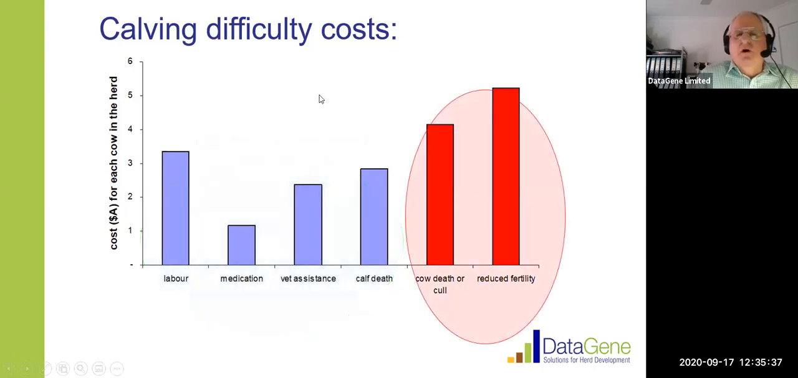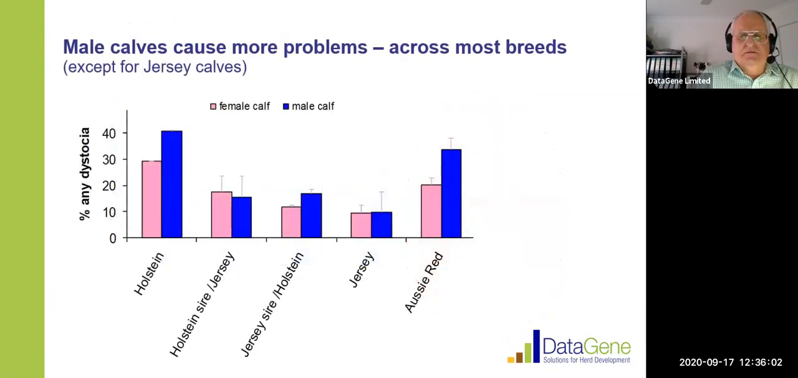But the costs that you actually incur going forward is possibly the death or loss of that particular cow, but also reduced fertility. Now, that may surprise people, but it's actually one of the biggest costs. So that number does increase as the cow ages in lactation. So it can have a huge impact, or it does have a huge impact.